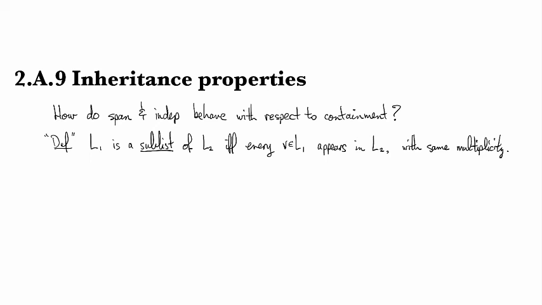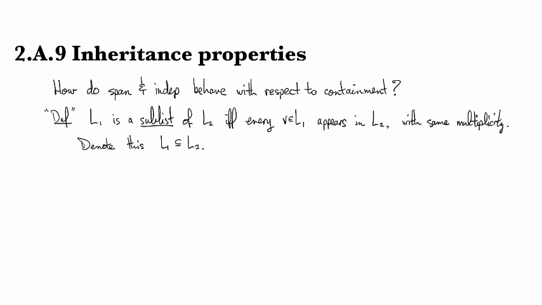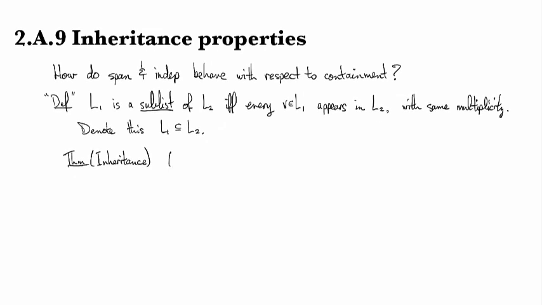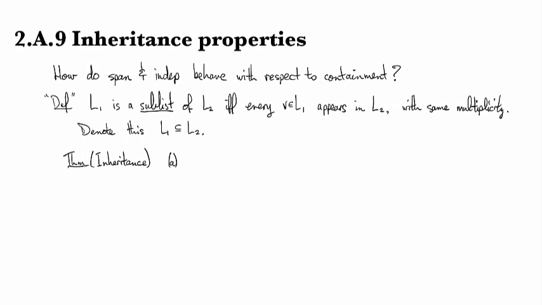Okay, and so we'll denote this containment relation with the usual subset symbol, just a slightly different meaning. Okay, so what I want to say then, I'll just refer to this as inheritance. So the first part is that any sublist of an independent list is independent.